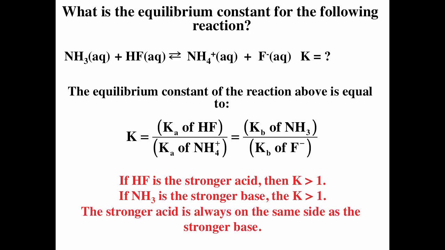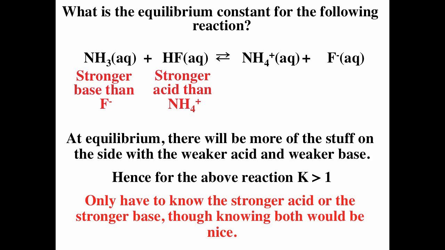But it's also kind of cool. What this tells us is that if HF is a stronger acid than ammonium ion, then its Ka is going to be bigger than that of ammonium ion. And so the equilibrium constant for that top reaction will be greater than 1. If ammonia is a stronger base than the F minus, then the equilibrium constant for the top reaction is also going to be greater than 1. Now it turns out that the stronger acid is always on the same side as the stronger base.